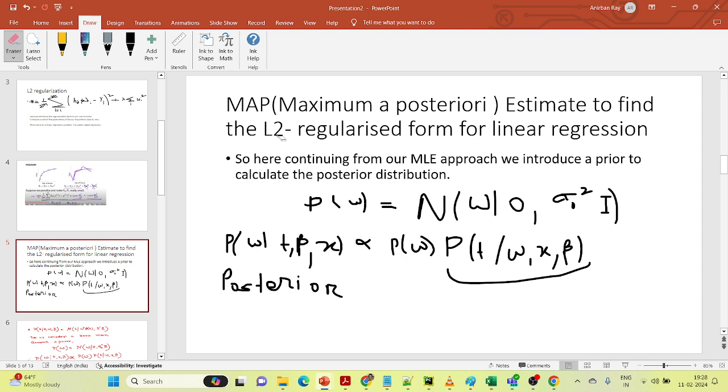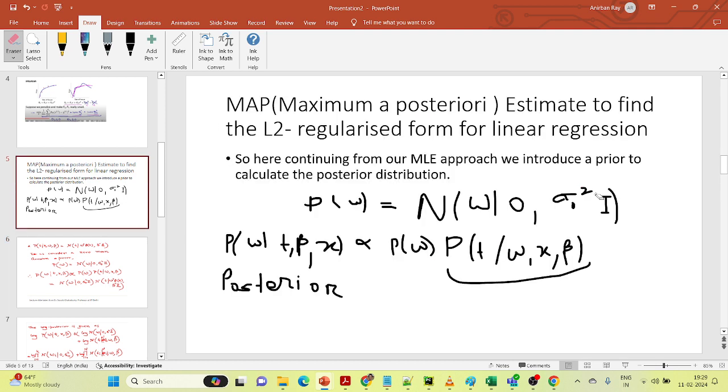So to get to the L2 regularized form, we need a Gaussian prior. This is the Gaussian distribution of these parameters W having mean equal to 0 and variance sigma 0 square. As you can understand, this is like a vector, a multi-dimensional Gaussian, and the variance in each direction is sigma 0 square. So that is what we have considered.